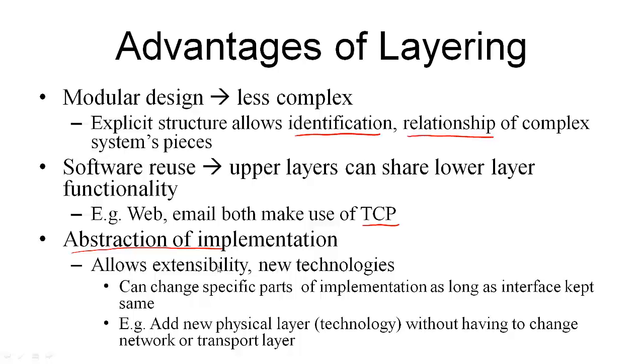For example, if you want to change some routing functionality, you don't have to touch the link layer, physical layer, or the transport layer. You just need to touch the routing layer. Similarly, if you want to add a new physical layer because a new technology has come about, you just need to change the physical layer. That's about it. So there are a lot of advantages of layering, and this is one of the reasons why this model is what is used extensively in computer networks.